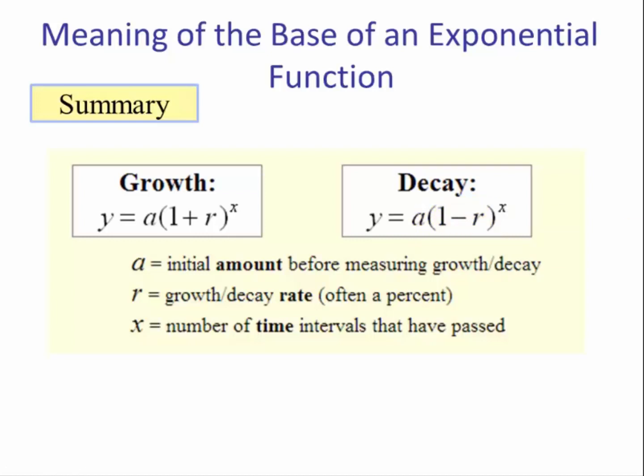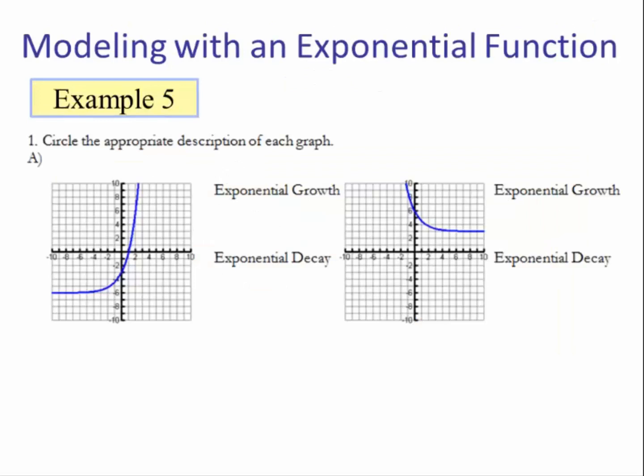Let's do some examples. Example 5. A. Is this an exponential growth or a decay? As x gets larger, y increases. So therefore, this is an exponential growth. For this graph, as x increases, y decreases. So this is an exponential decay.